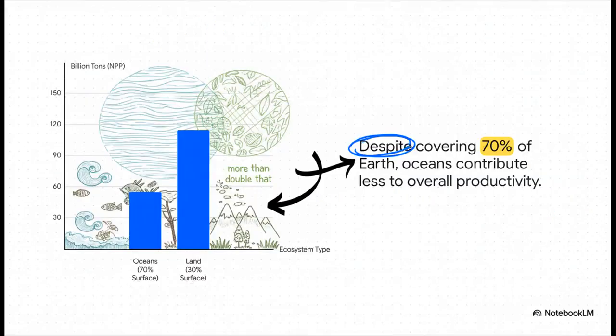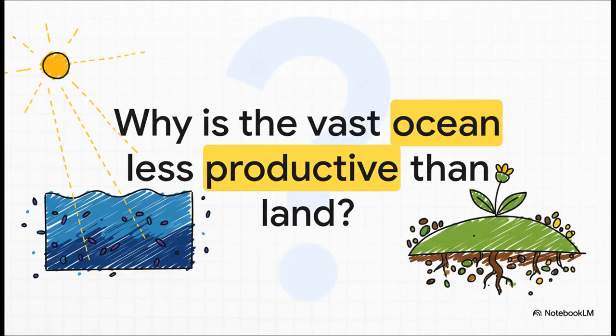But here's where it gets really interesting. How does that massive number break down? You'd probably assume the oceans do most of the heavy lifting, right? They cover 70% of the planet. But the data tells a completely different and pretty surprising story. The oceans only produce about 55 billion tons. Meanwhile, land, which is only 30% of the surface, cranks out an incredible 115 billion tons. That's more than double the oceans. So what's the deal? Why is the huge ocean so much less productive? Well, it really boils down to two main things.